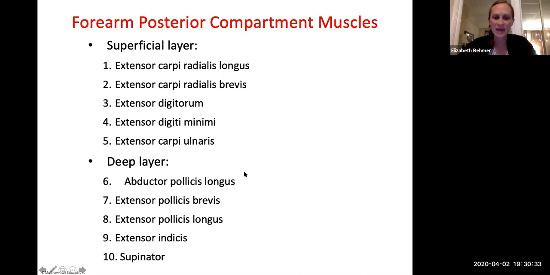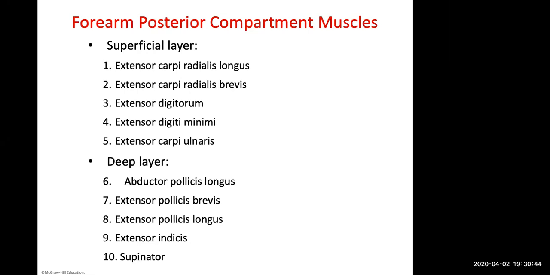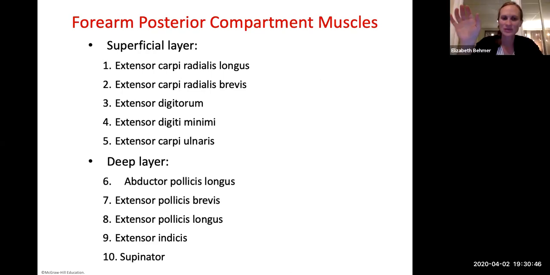And then a deeper layer, you have an abductor pollicis. What do you think that action is? Your pollicis is your thumb, so abductor would be abduction, taking your thumb away from the midline of your hand. Extensor pollicis longus, pollicis brevis, extensor indicis goes to the index finger.